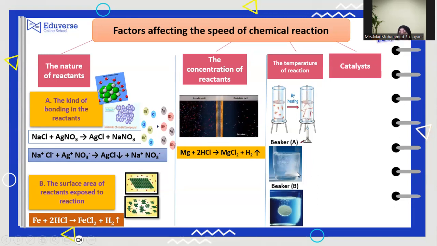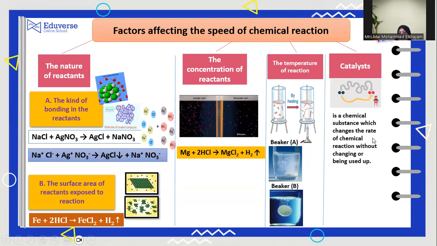It's beaker A. Why? As you can see, a lot of effervescence happens. A catalyst is a chemical substance. Let's see first. I can describe it as Super Mario, or we can say super catalyst. It shows a shorter way for the reactants to form the products.